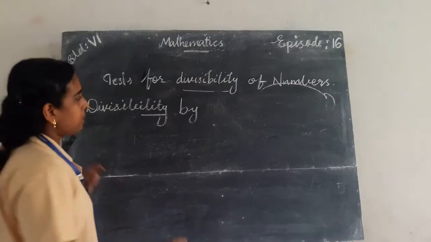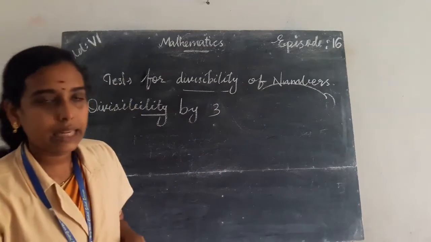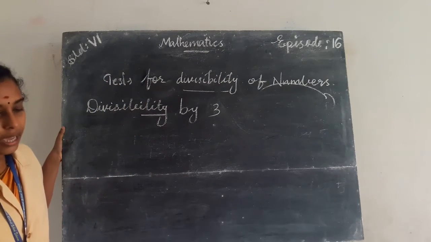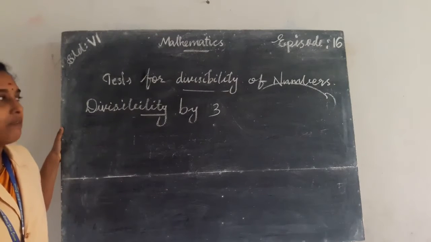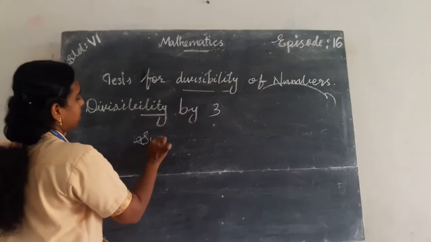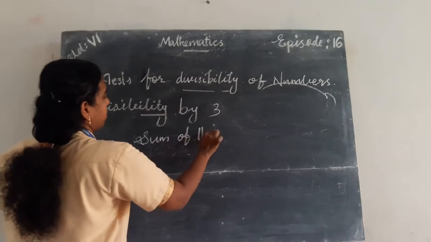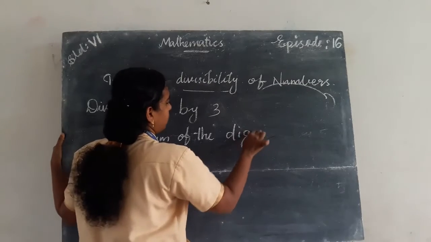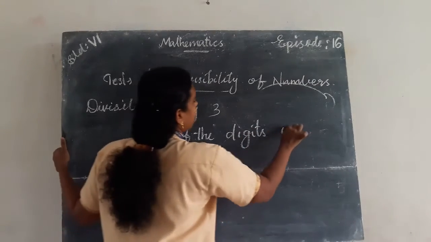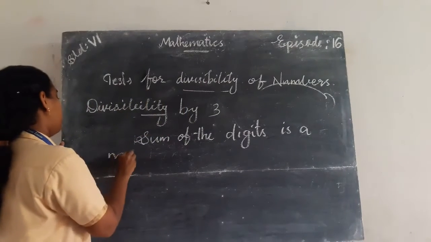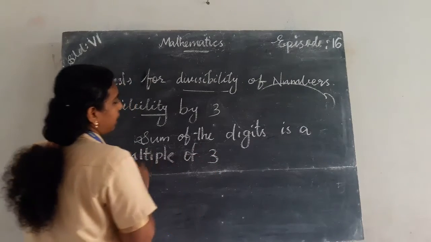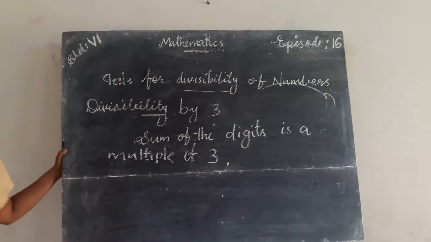And the next one is divisibility by 3. To check the divisibility of a number by 3, the rule is: if the sum of the digits of a given number is a multiple of 3, then we can say that the number is divisible by 3.